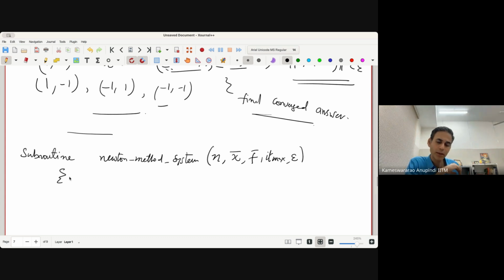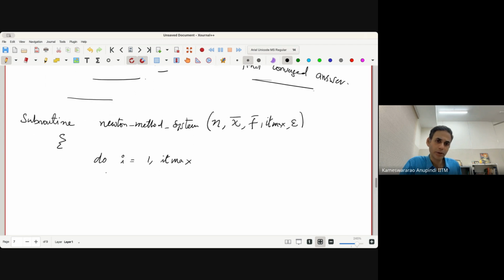So what is the first step? Again, we'll perform iterations. Do i equals 1 to iteration max. We'll perform a do loop, and then we're going to first calculate the function value. That means, let's say x bar is the initial guess that is supplied. I'm going to calculate what is f of 1 to n. So this is the f bar at x bar k, right?